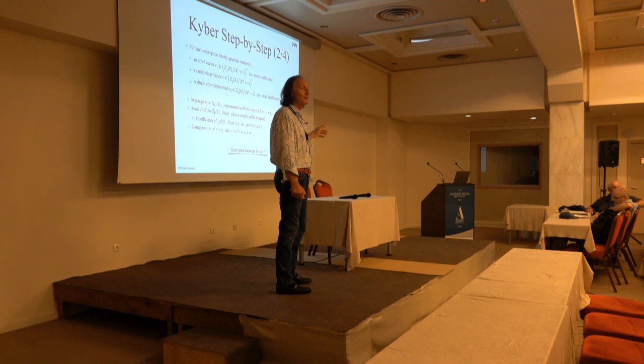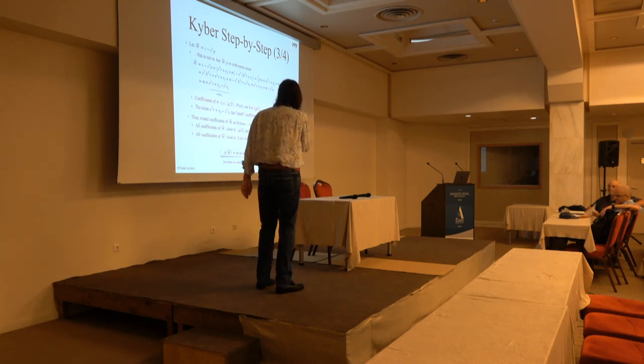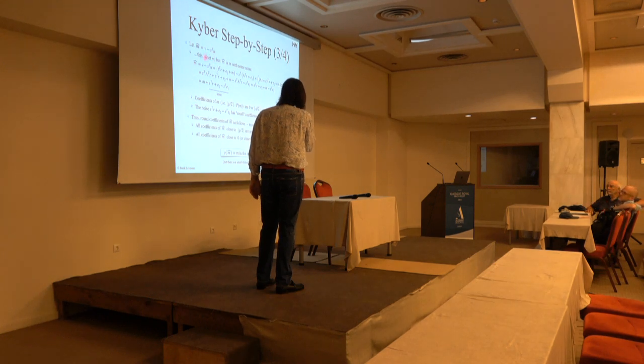This is the public key. I have a message, I use the public key to encrypt the message, send it to you, you use your secret key to decrypt it. Here's now the secret key S. So you receive the V and the U, you use your secret key, which is a vector, you multiply it here, then you get a message M prime.